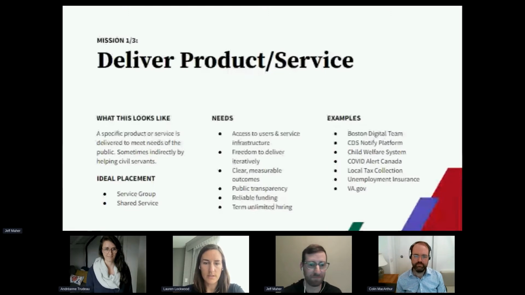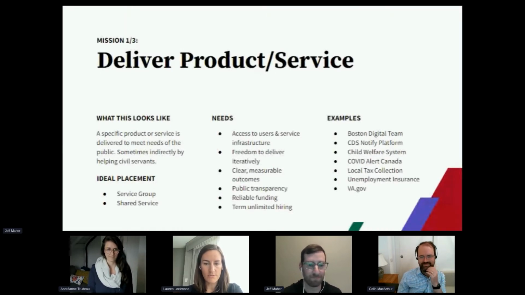To do this effectively, teams need a number of things. They need access to users and service infrastructure. That's the reason why you see, for example, many digital service teams housed within IT organizations. I just mentioned Boston's digital service team. That's meant to minimize the obstacles between user research and the code base for a service. The second is needing to deliver those changes iteratively. Those teams will need measurable outcomes to do their work transparently. And then they also, really importantly, need reliable funding and term-unlimited hiring. Those things are very closely related.